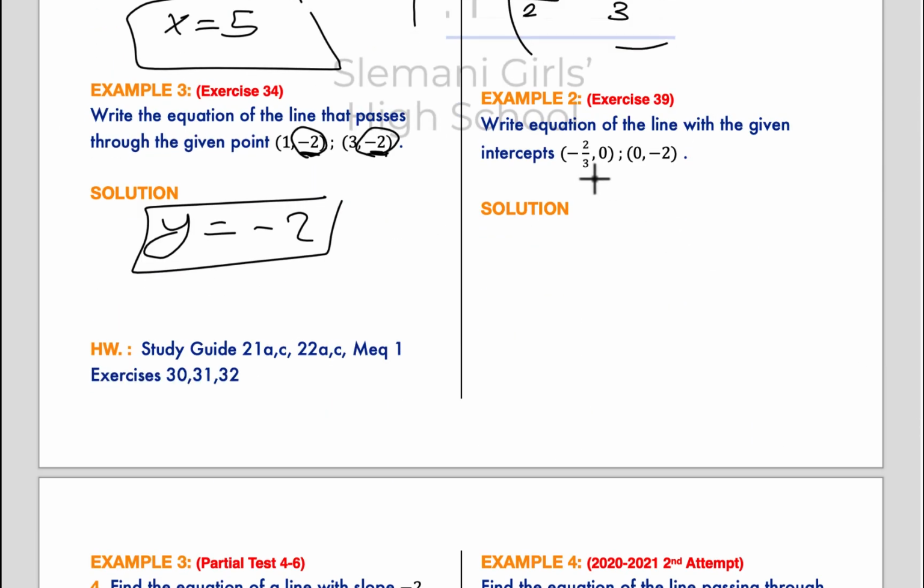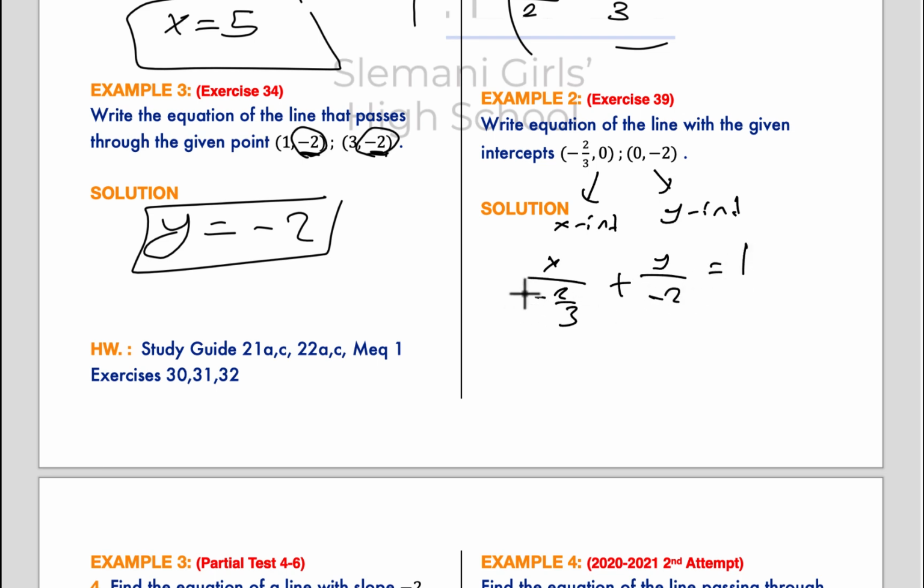Another question. The x is given, y is 0, so it's x-intercept. X is 0, y is given, so y-intercept. So it's intercept form. So we can use x divided by x-intercept, which is -2/3, plus y divided by y-intercept, which is -2, equals 1.